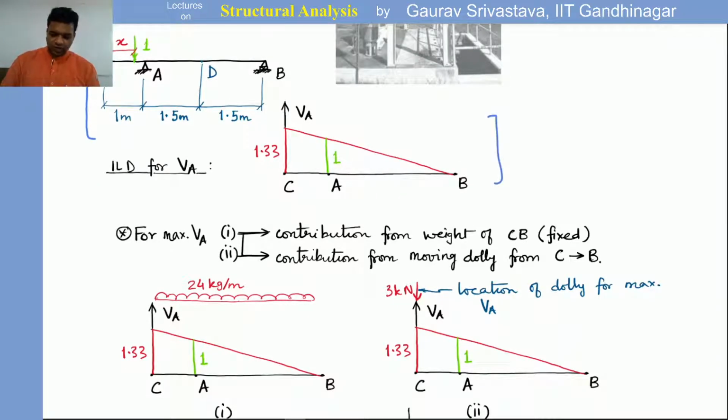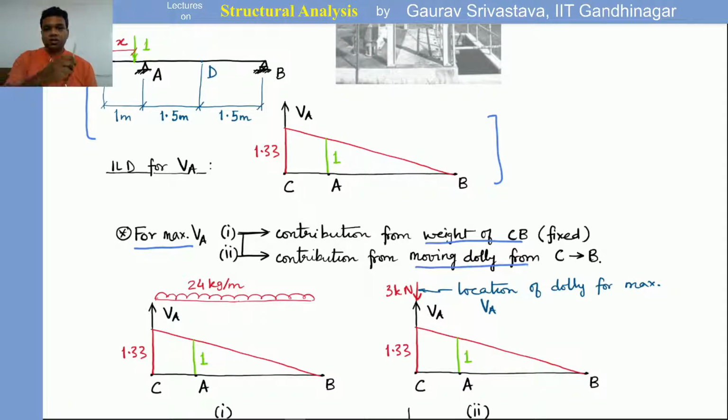Okay, and now for the maximum VA, there will be two loads which will contribute. One is from the weight of the beam. Now the weight of the beam is not moving, it is a fixed quantity, so that will remain constant with respect to location. The second contribution will be from the moving dolly.